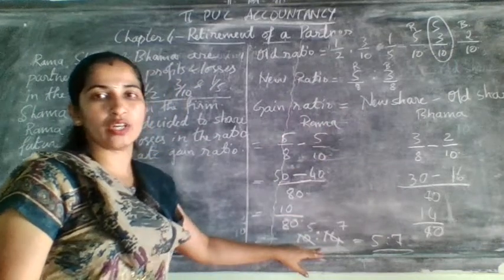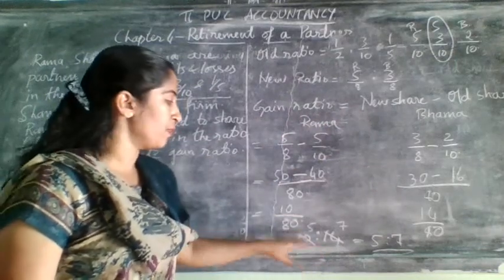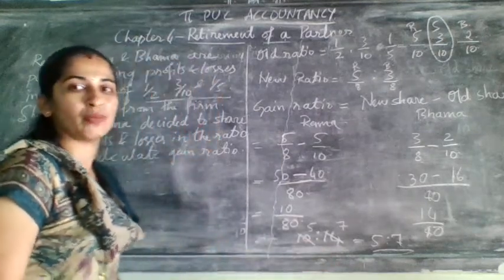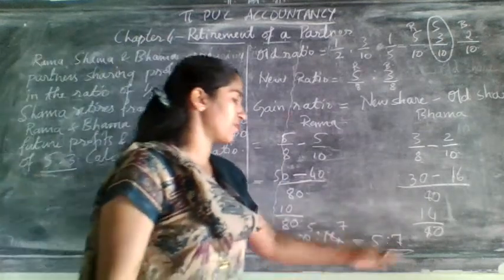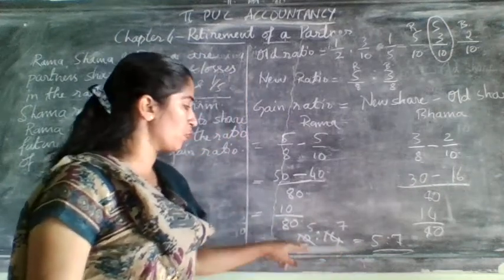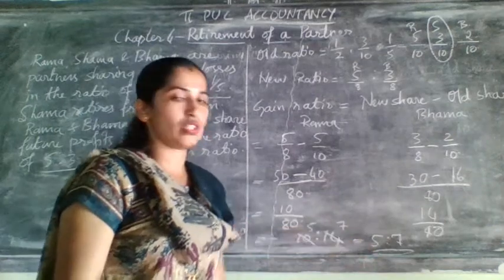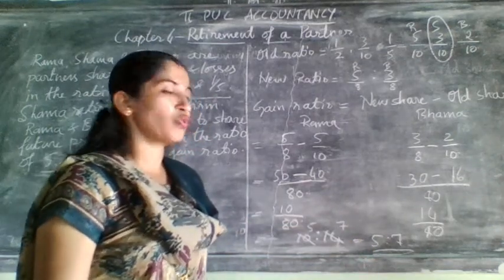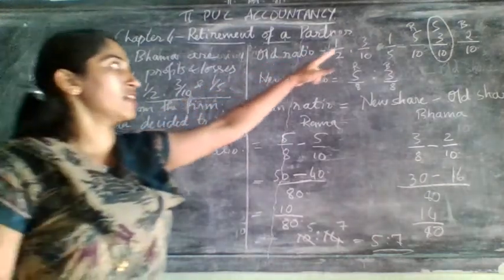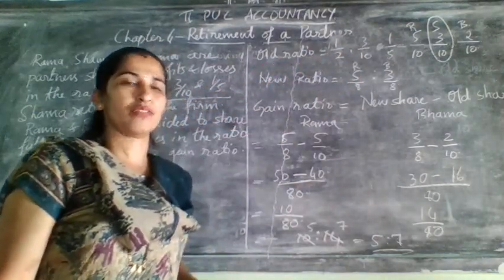But you can write it in a simplification form. If these two numbers can be divisible by one number, then you can write the simplest form of that. That is, both numbers can be divided by 2. 2 5s are 10, 2 7s are 14. So their ratio will become 5 is to 7. Here I have taken the case where the middle person, Shama, retired.